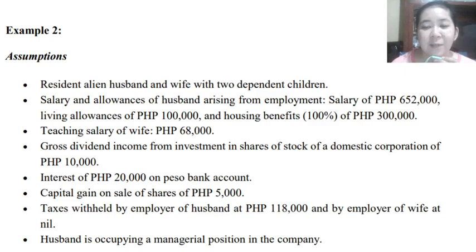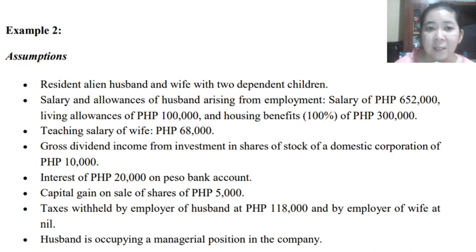Okay, so this next video lecture is still the continuation of our Module 2, Taxation for Individual. So we are still under the income tax due computation for example number 2. So we have here the assumptions. The taxpayer is a resident alien, husband and wife with 2 dependent children.